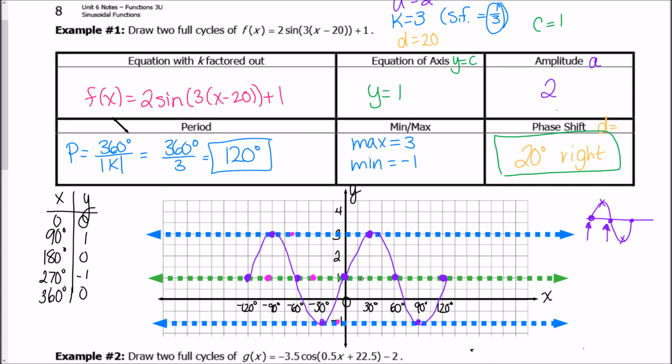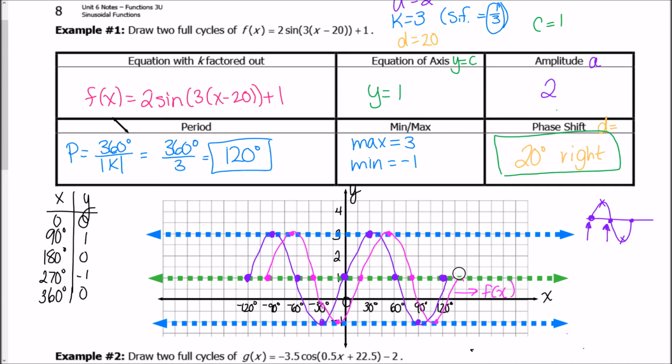0 plus 20 would give me 20. 30 degrees plus 20 will give me 50 degrees. 60 degrees plus 20 will give me 80 degrees. 90 degrees plus 20 will give me 110 degrees. And then 120 degrees plus 20 will give me 140 degrees. So now I'm going to go ahead and connect these dots right here. And the pink graph right here is going to be f of x.